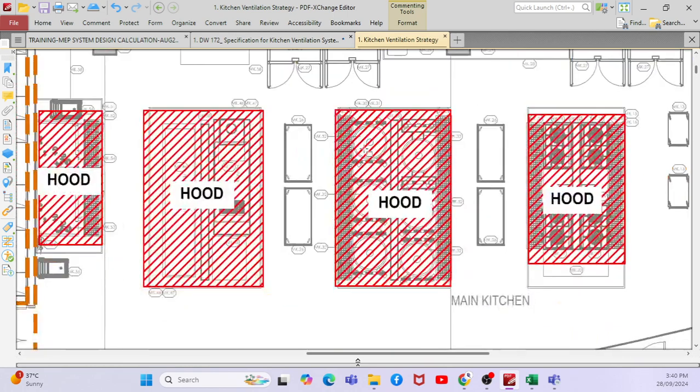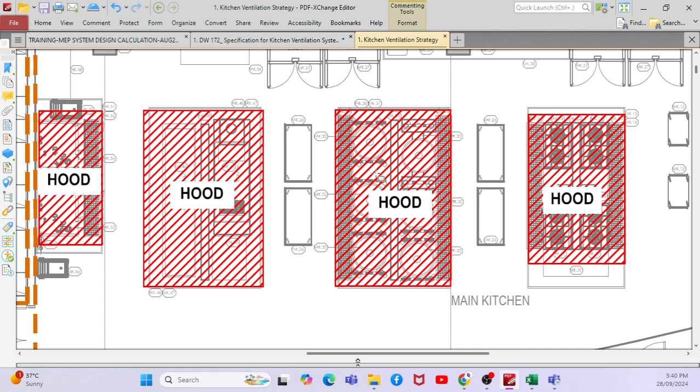If I go to the diagram again, assume that I have one of the layouts where you have different types of cooking appliances. You can see the appliances here. So now you know how to size the canopy. You can give 250 all around the equipment size, so that we have the canopy.